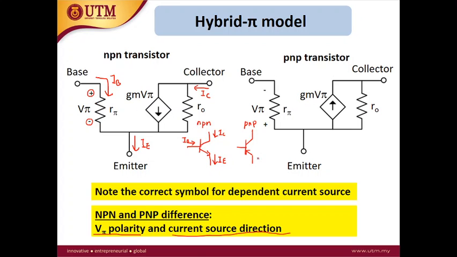As for PNP, the emitter current is entering the transistor, while the collector and base currents are exiting the transistor. So here the emitter current is entering, the collector current is exiting, and the base current is also exiting. Current in general should flow from high potential to low potential. That's why the polarity of V pi becomes like this.